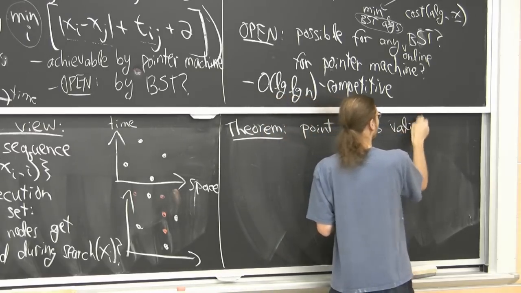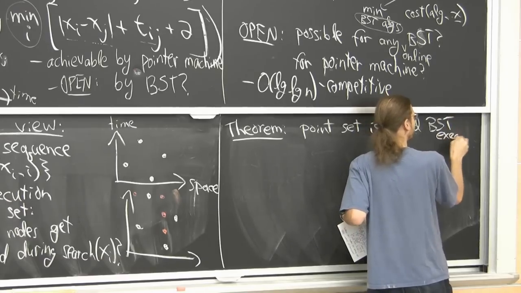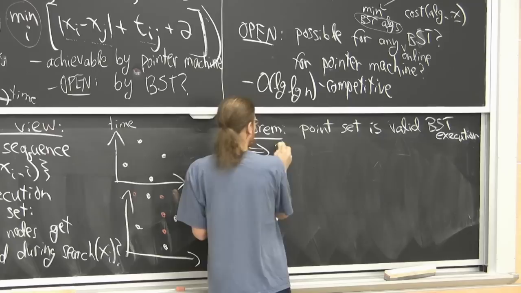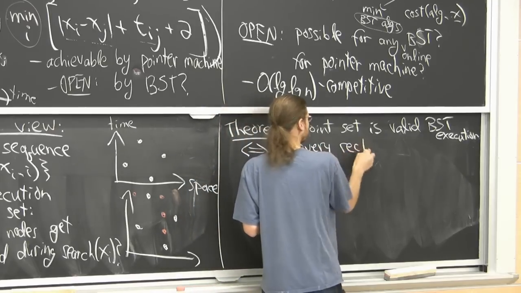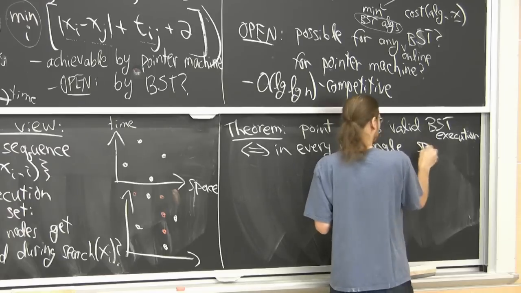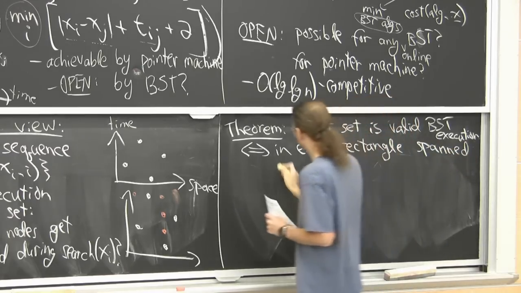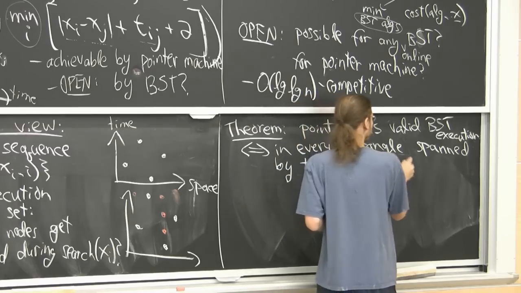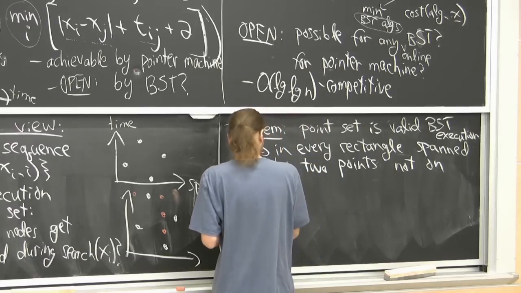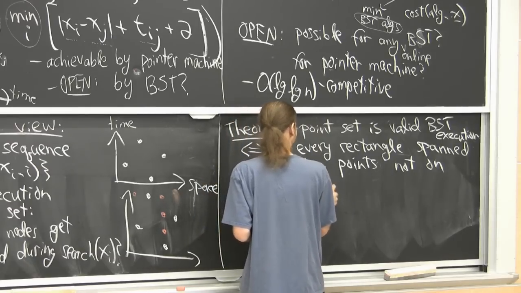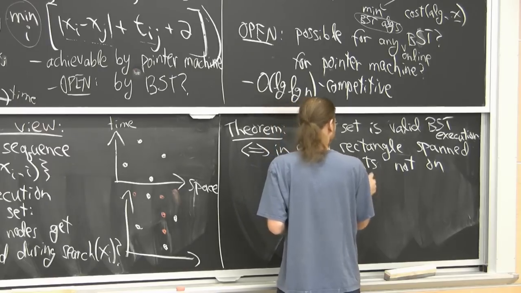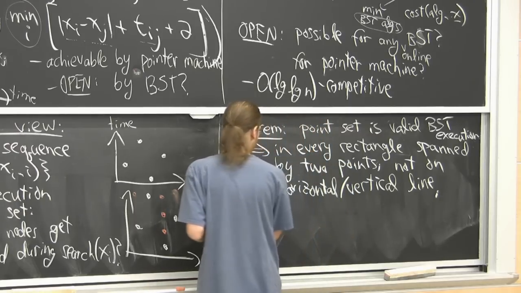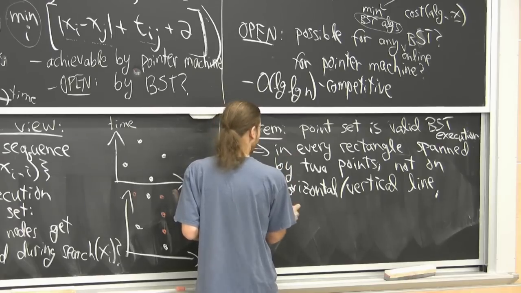So I want to know when is a point set a valid BST execution. And I claim it is if and only if in every rectangle spanned by 2 points not on a common horizontal or vertical line, in every rectangle, there's another point.